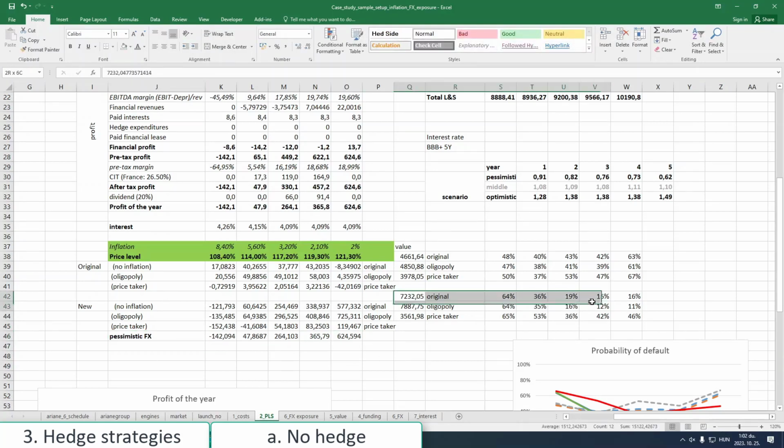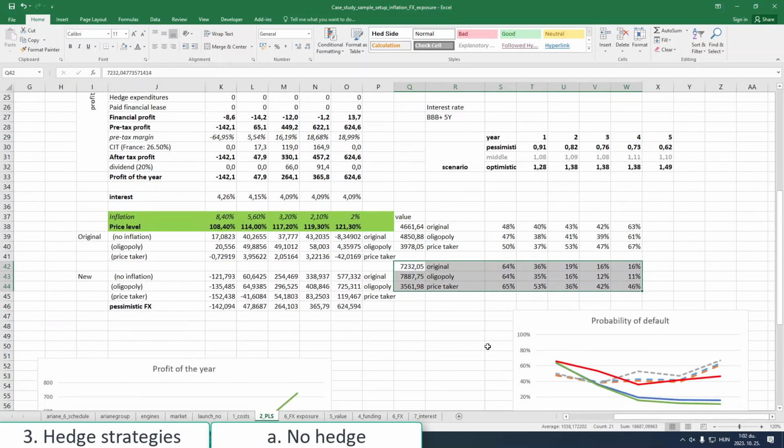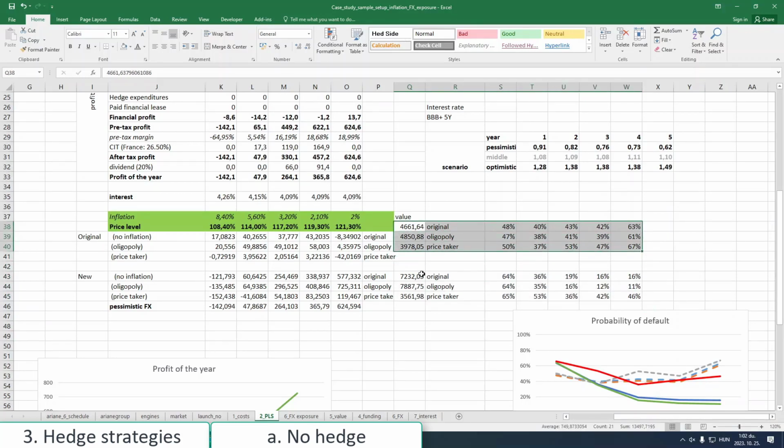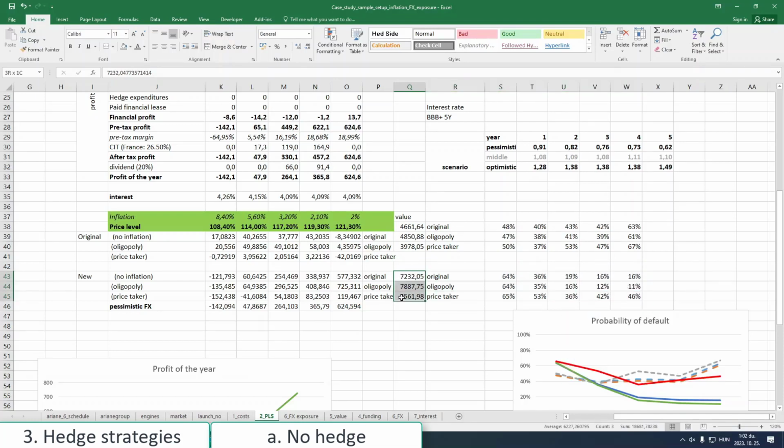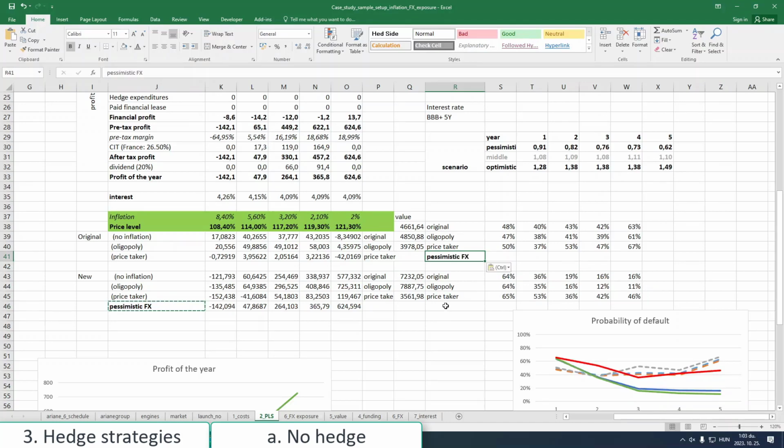Okay, but we have also changes in terms of... now this was the value. Oh, this is the value and this is the probability of default. Okay. Sometimes I'm creating such ugly things. Okay, but pessimistic. Yep.